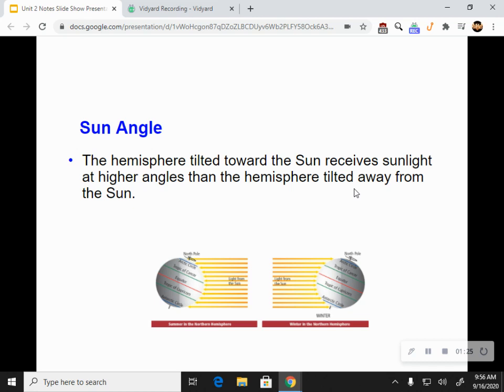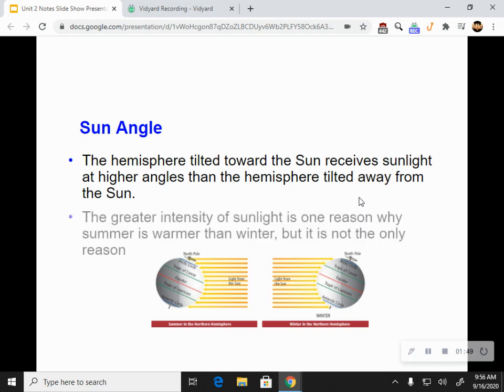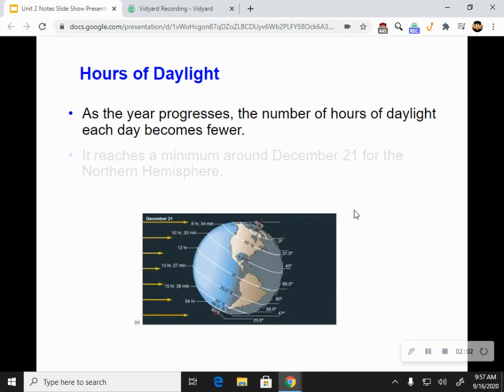So the sun angle depends on how much sunlight you receive. If we're tilted towards the sun, we're going to get more sunlight. If we're tilted away, we're going to get less. So that creates a difference in temperature, a difference in daylight time, and also in the amount of sunlight for plants and such. With greater intensity of sunlight, we are in summer, and it's going to be warmer than winter. If there's less intensity of sunlight, you're going to be in a cooler season.